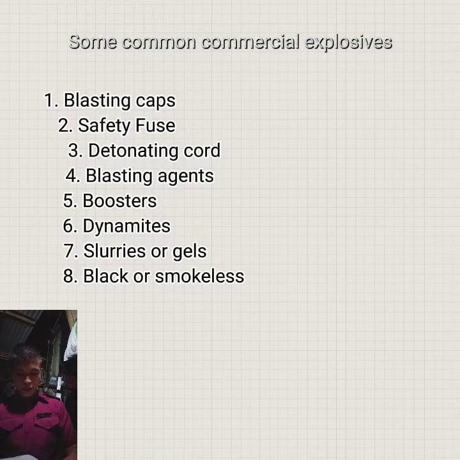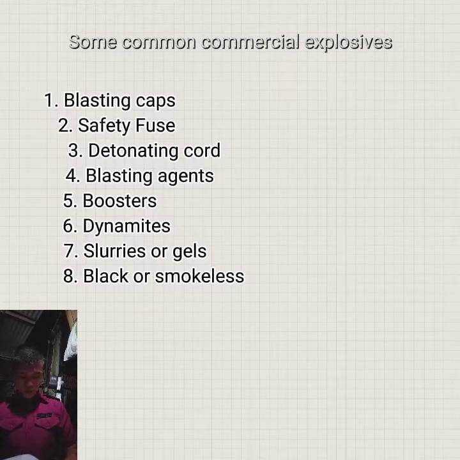Number 4 is blasting agents, a combination of fuel and oxidants such as fuel oil and ammonium nitrate. The color ranges from brown to bright pink due to the fuel added. This requires a booster since the components are not confined and cannot be set off by a blasting cap. This kind of explosive was used in the New York World Trade Center and Oklahoma City bombings.